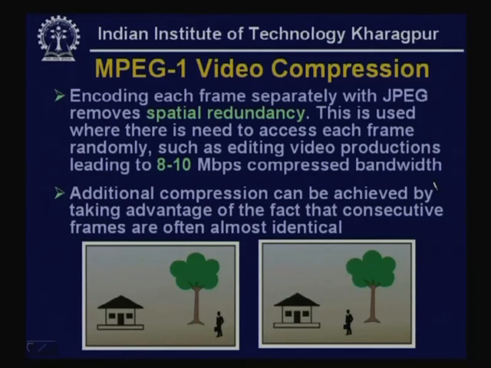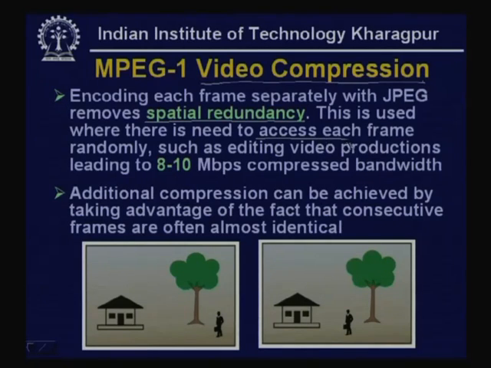Let us see how MPEG video compression is performed. Encoding each frame separately with JPEG removes spatial redundancy. We have already seen how JPEG can be used to remove spatial redundancy. Just JPEG encoded frames can be sent without further compression, and this can be done in situations where each frame is accessed separately and randomly, such as when you are editing for video productions.